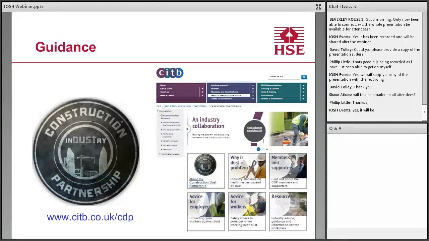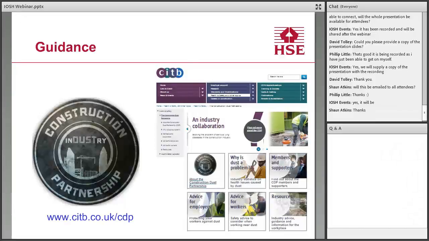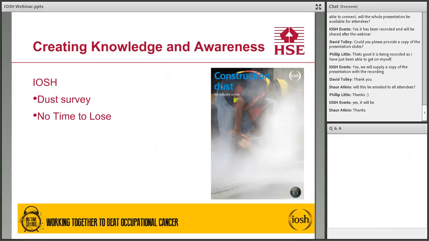We're not the only ones producing guidance on this. The Construction Industry Dust Partnership is a really broad range of bodies, including IOSH, who are supporting it. It's hosted by the CITB, the website there. So for other advice, toolbox talks and resources, that's another area to go to. And as I mentioned, IOSH have been supporting us on some of this work.